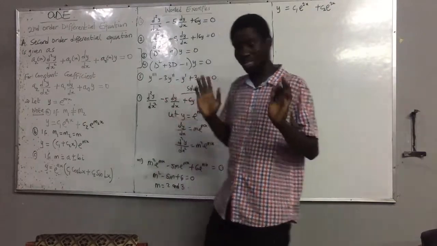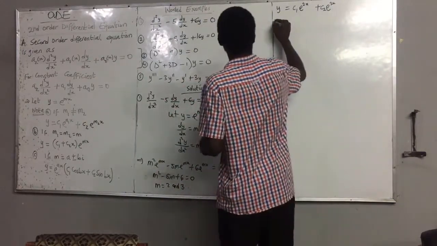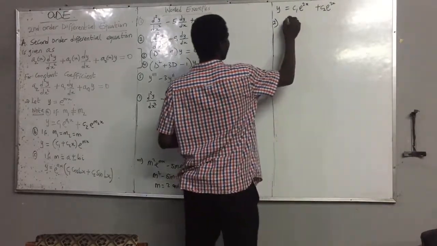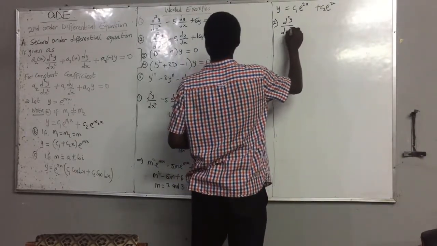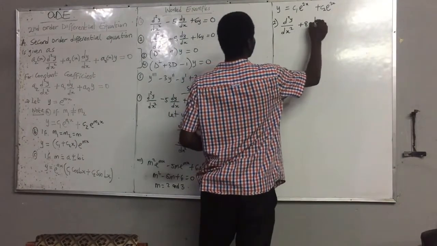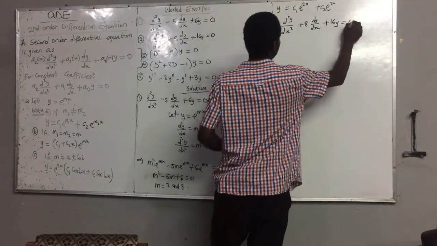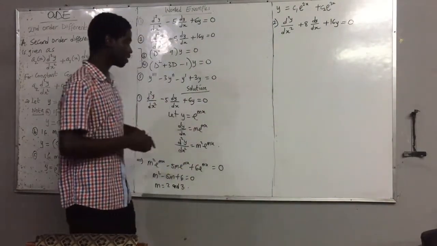That's all. Do you understand? Now let's come to the second one. For the second one, you can see it is d squared y over ds squared plus 8 dy ds plus 16y equal to 0. Again, what do you do?